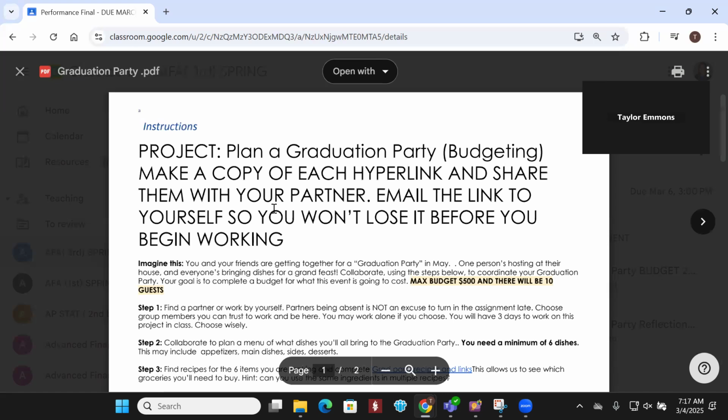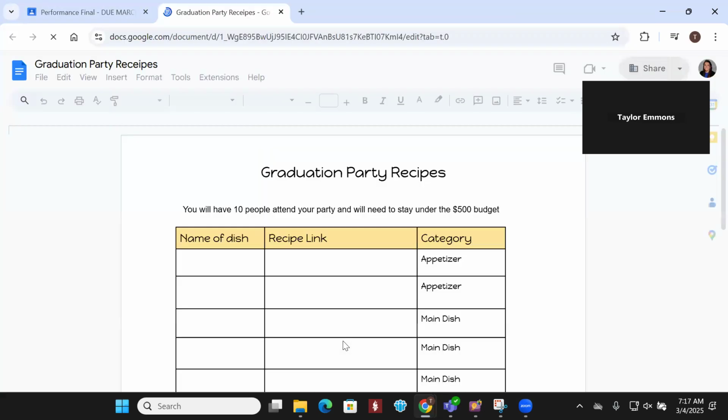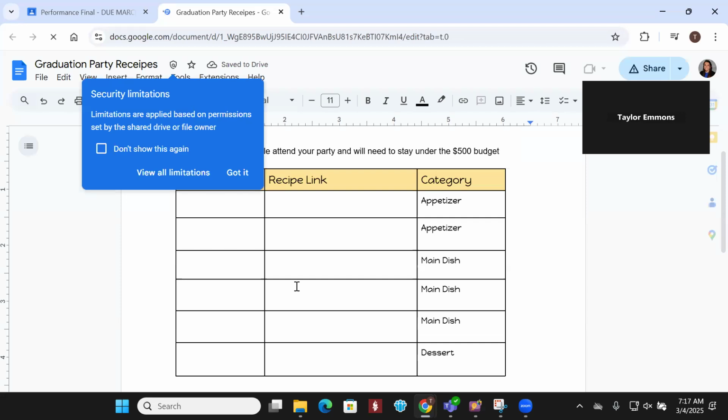Cool. So you're planning a menu. You got $500 to do it. It's with 10 people. All you're doing is filling in this information. If you get stuck on something, let me know.